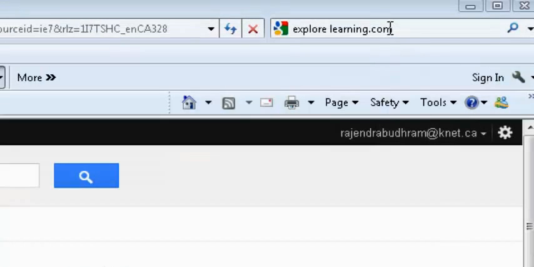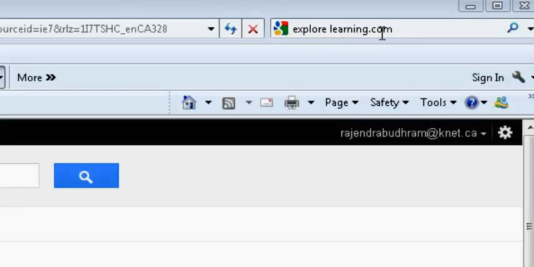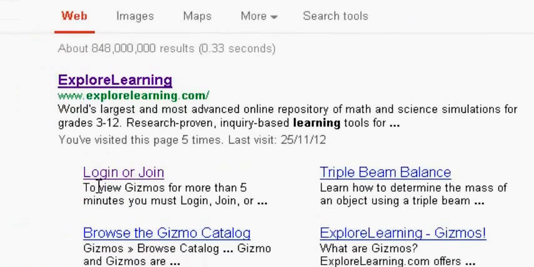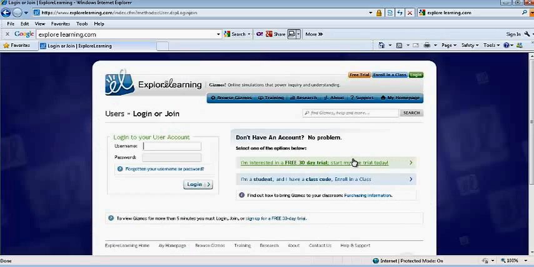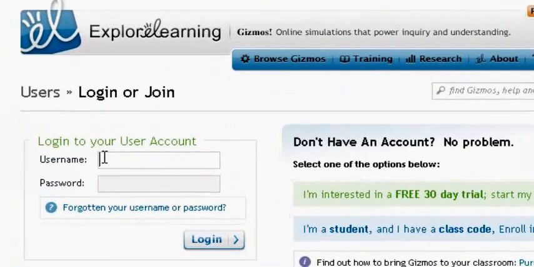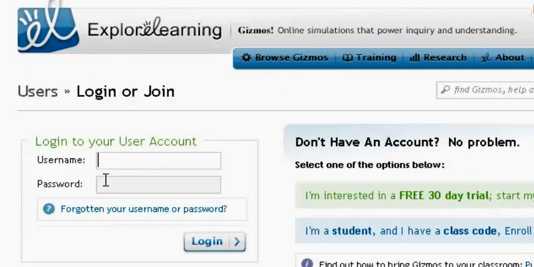The first step in accessing a Gizmo is to enter explorelearning.com in Google, then click on Login or Join. Then you will see the login screen. You will need to input your username and password, then click on Login.